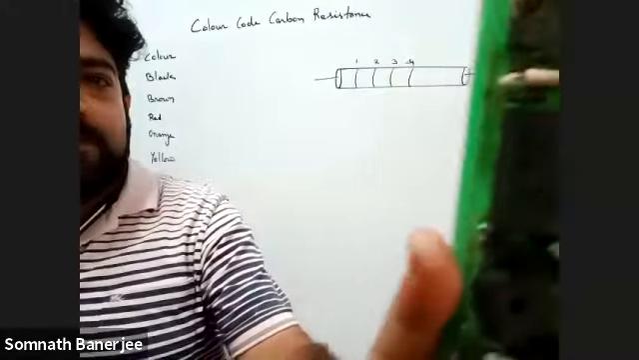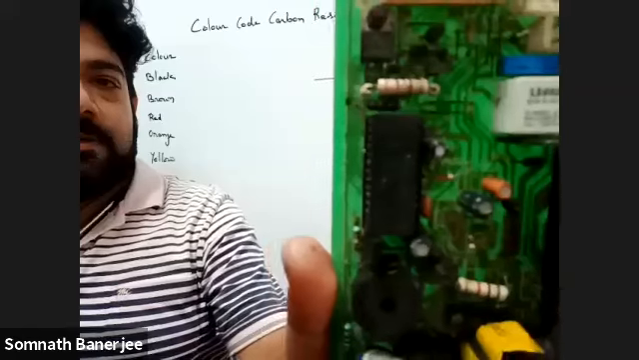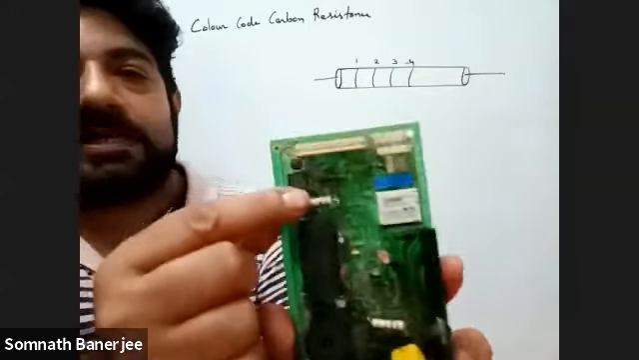Yes, sir. Four colors you see now. So many resistances you have. You see it, everyone? Yes, sir. So these are the color code resistance, like this one.